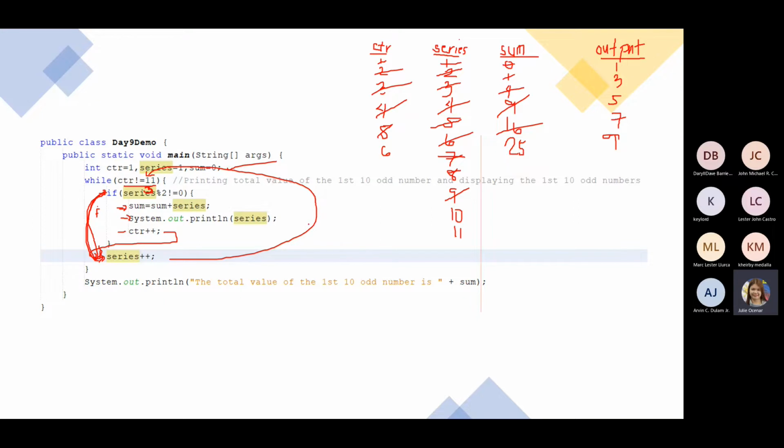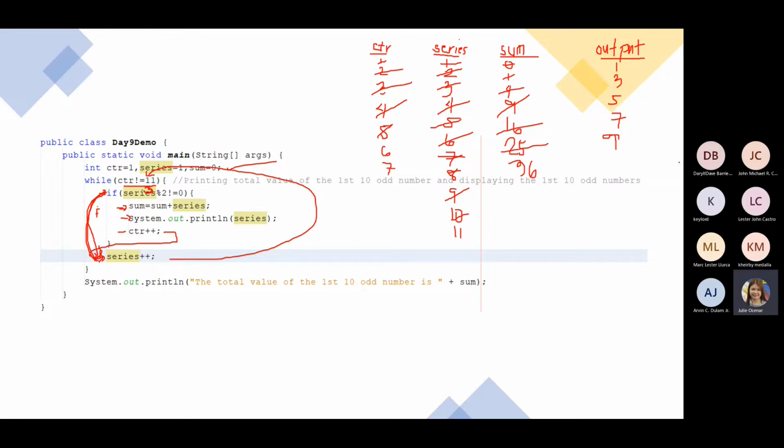Then 11, go back to the counter. 6 not equal to 11, still true. Series 11 modulo 2 not equal to 0. True siya dito na part. So sum plus series tayo. So this will be 11 plus 25, is what we called it, 36. So crash out 25, and then counter plus plus magiging 7.